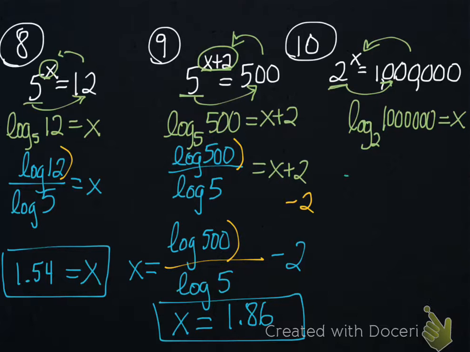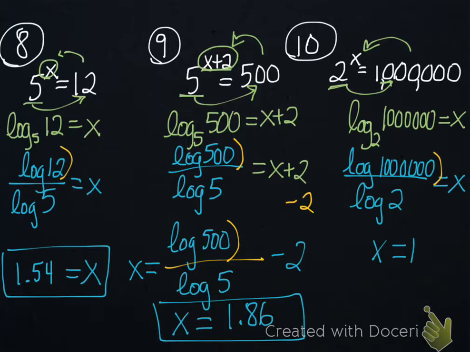Now do change base. The base goes to the bottom, so the 2's on the bottom, a million on the top. Okay, so now I can plug it into the calculator. The log of a million divided by the log of 2. What do we get? 19.93.